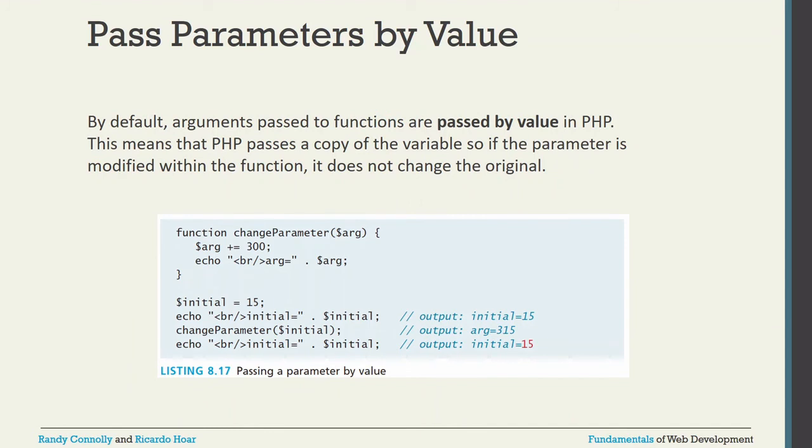Same way, you already know about passing parameters by value. By default, any arguments passed to the function are passed by value in PHP. Which means that PHP passes a copy of the variable, so if the parameter is modified within the function, it does not change the original. Clear?